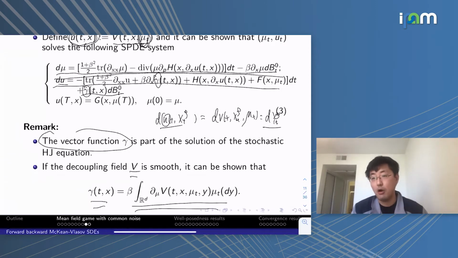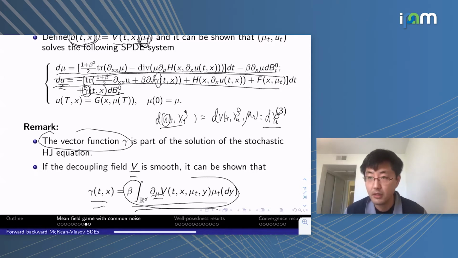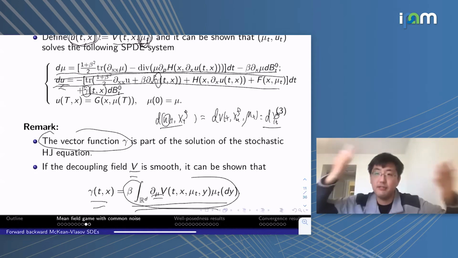I also want to notice that you cannot use u to represent this term, because the only function in the solution is u. This term is definitely a vector function, the partial derivative in mu of V. But if V is not smooth, then you don't know what it is exactly. There's no representation formula for this gamma anymore, but you know there is an unknown function satisfying this.